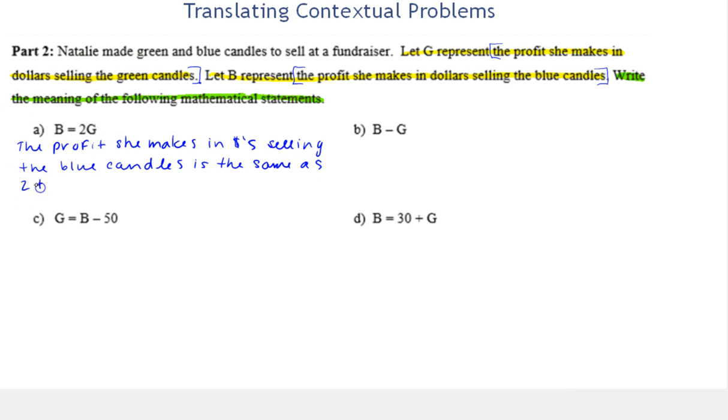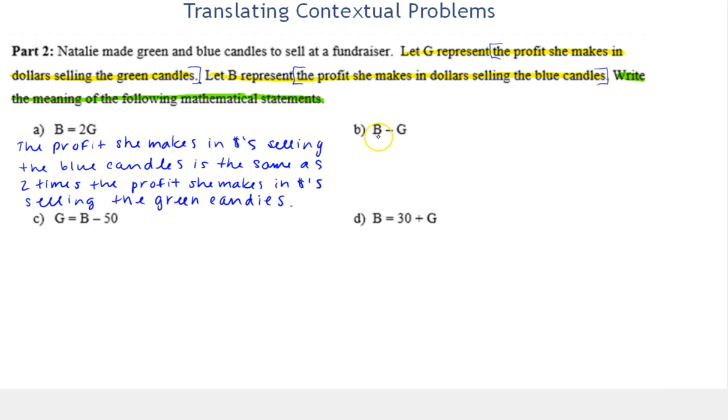So I'm going to write 2 times the profit she makes in dollars selling the green candies. Okay, and I ended it with a period because this was an equation and therefore a sentence. Let's look at the next one.